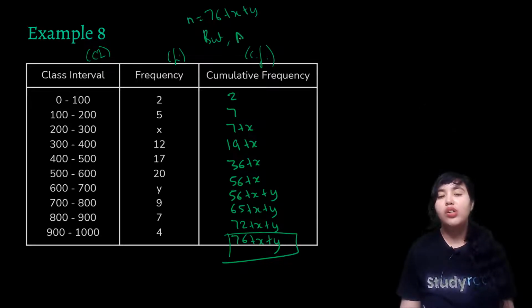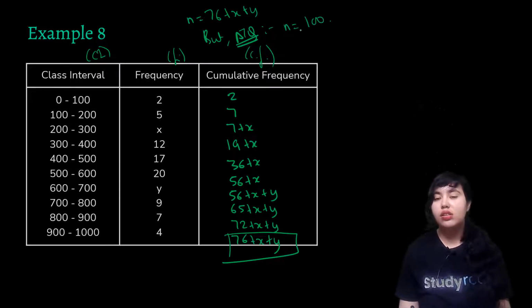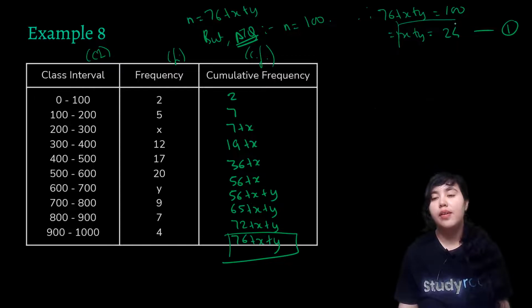But according to the question, that means ATQ, short form for according to the question, we've been given that N is equal to 100, right? So we can equate the two. So we can say 76 plus x plus y is equal to 100. So x plus y will become 100 minus 76, that is 24. So make this equation number 1.